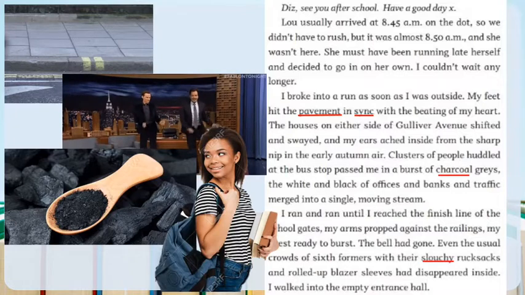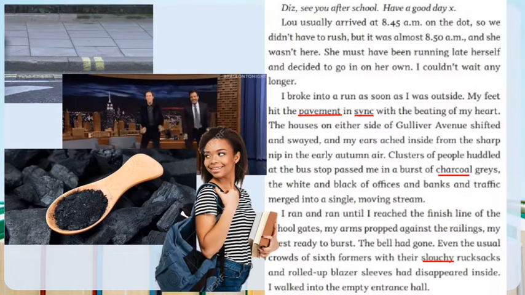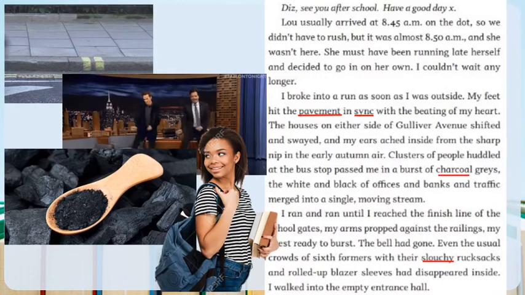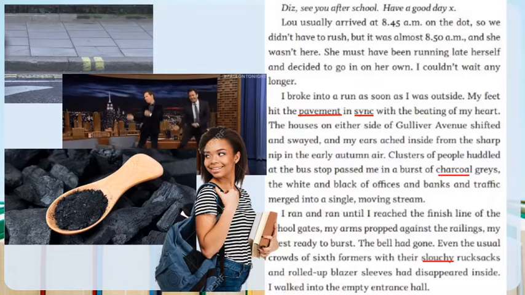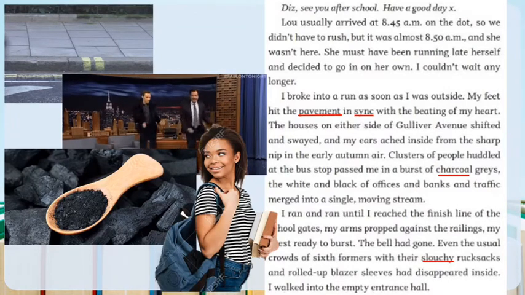Crowds of sixth formers with their slouchy rucksacks. What that's doing is describing the rucksack on their back. As you can see, this girl here, she's only got it on one shoulder and it's not quite tight on her back. That's what slouching is referring to in this part of the text. If I said that you were slouching in your chair, it would mean that you were probably sat quite low down on it, might even be leaning a little bit on your chair. So slouchy means to not look proper, not being used correctly or worn correctly.